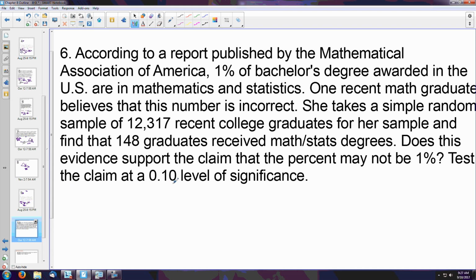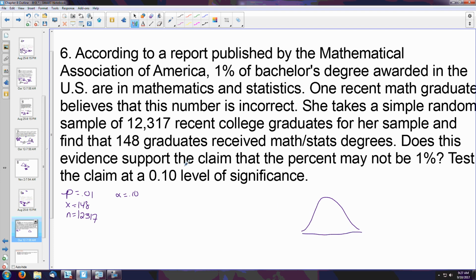It's actually a really insignificant amount. You're saying basically 10%. It's not a big deal, and that's okay. Remember, from confidence intervals, the smaller this number, the more strict the test results have to be. So they're claiming that 1% are awarded in math and stats. She thinks the number is incorrect, and her sample says that 148 out of 12,317 did in fact receive those degrees. Test the claim at a 0.10 significance level.